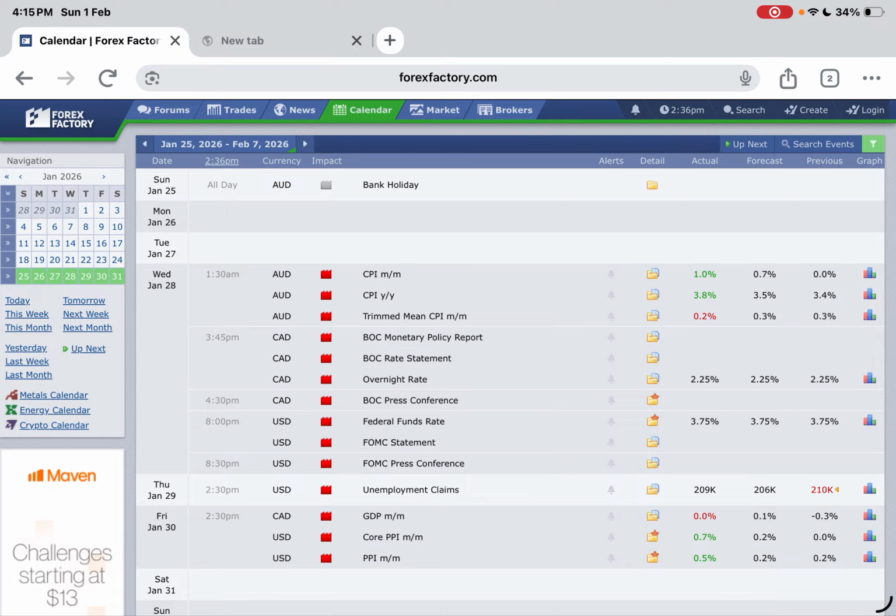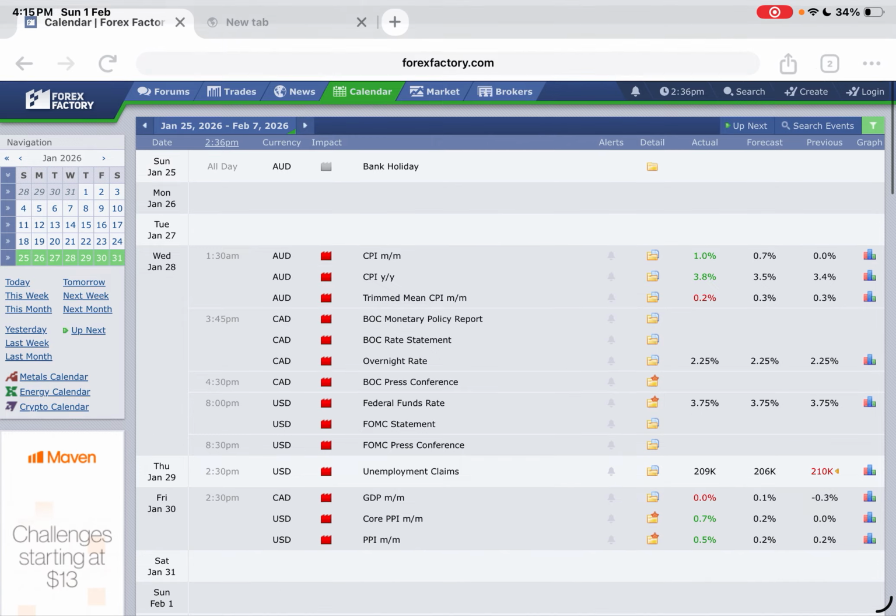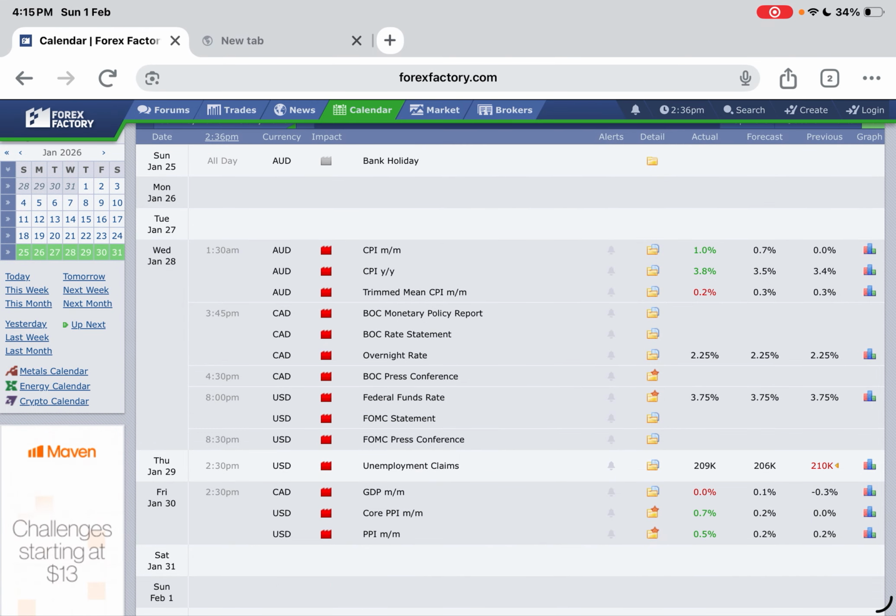I want you to understand that the Australian dollar has tendencies of keep being bullish. Why? Because the economy is doing fine. Inflation is rising. We are seeing the possibility of a rate hike this week. They are going to increase interest rates this week, and that will lead to a bullish currency.